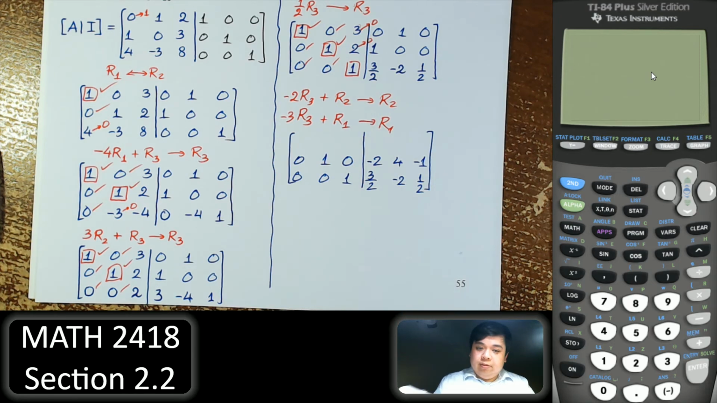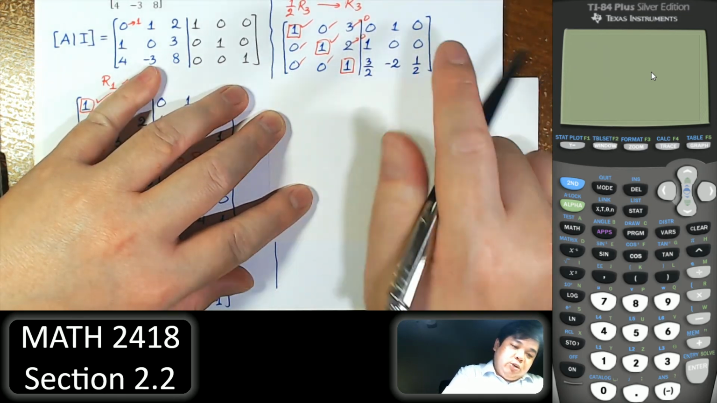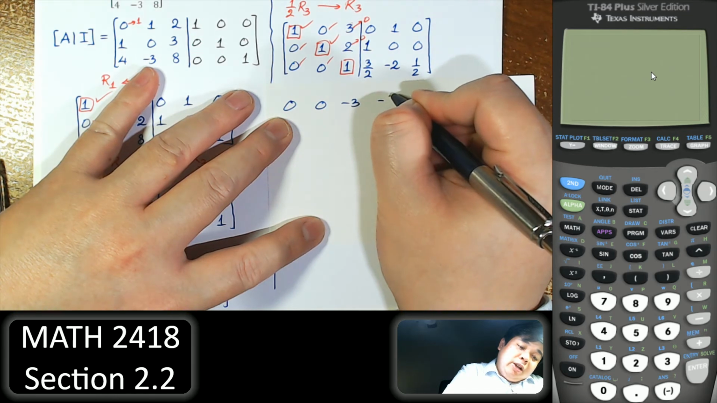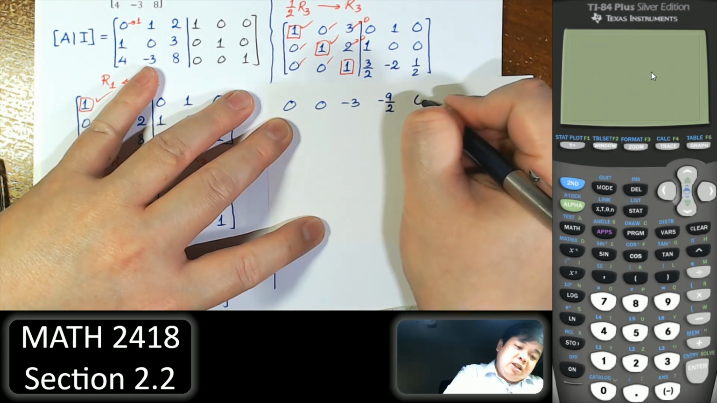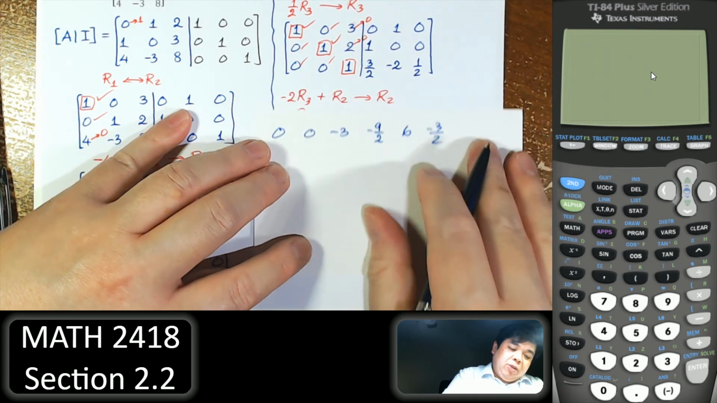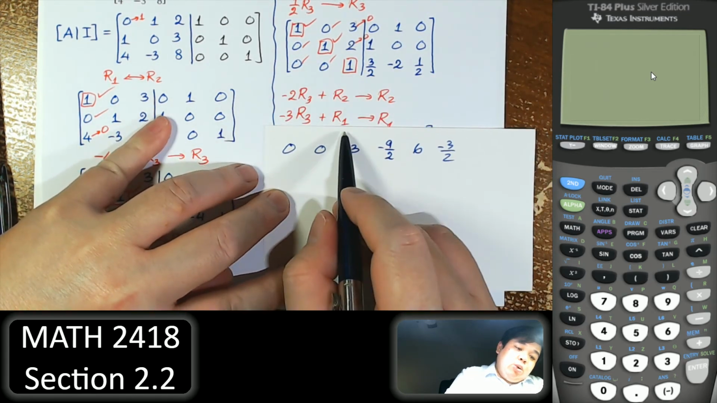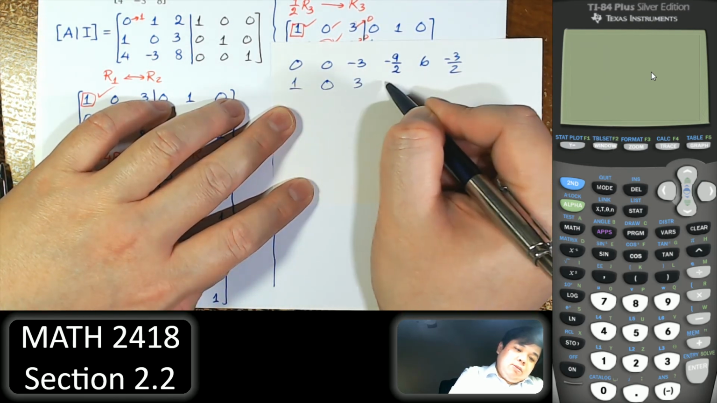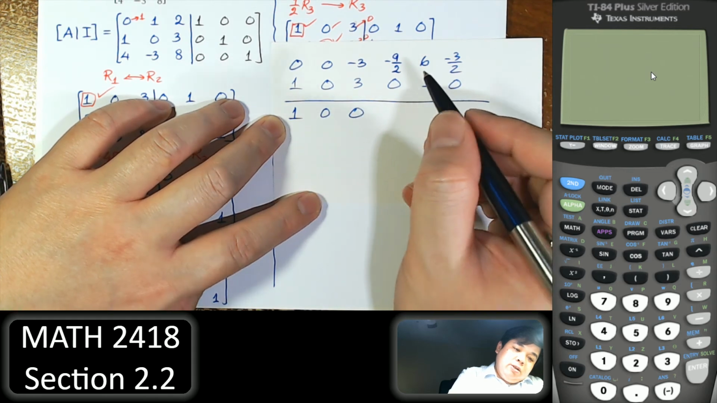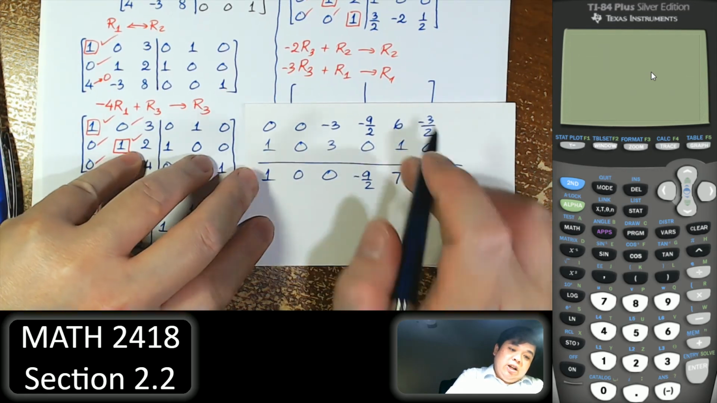Right. Next, we multiply negative 3 into that. So multiply negative 3 to the whole row here. 0 0, negative 3, right? Negative 3, so negative 9 over 2. Negative 3, that gives 6. And negative 3 times 1/2, negative 3/2. Right. So that's negative 3 times row 3, and add it to row 1. So that will be 1 0 0, negative 9/2, 7, negative 3/2. That will be the new row 1.